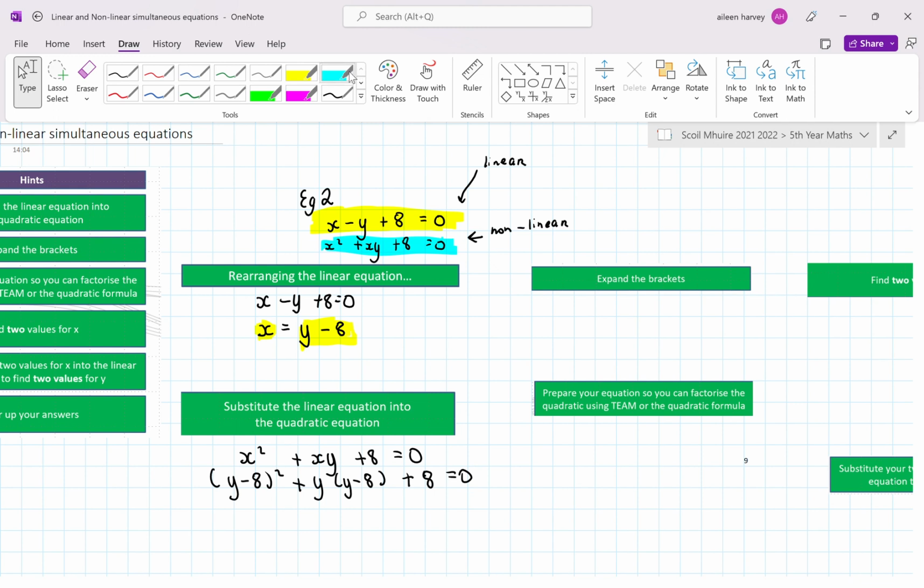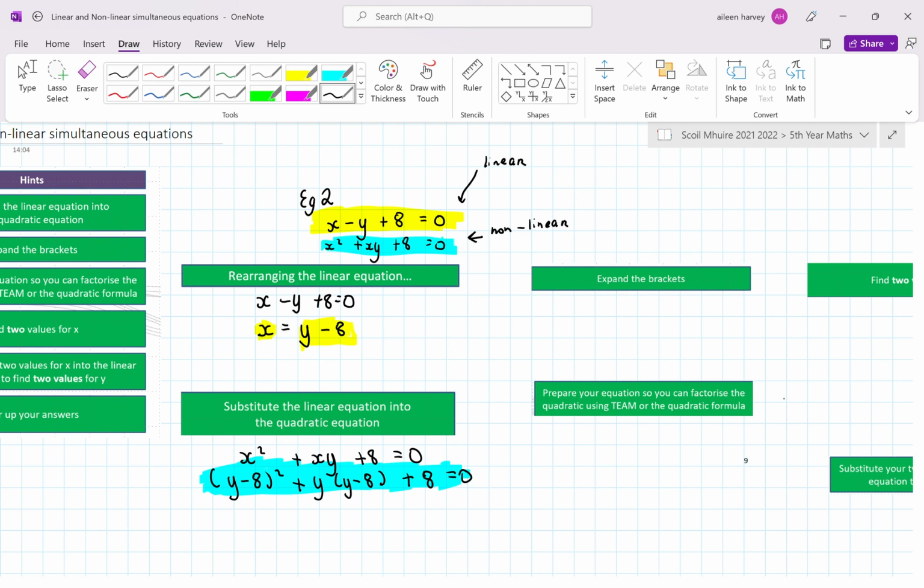And now what have we got? Well, now I have an equation that only has one letter in it. And once we have one letter in it, then we can just solve it by using our normal factorizing methods. Okay, so now that I only have one letter, I just need to prepare my equation for factorizing so I can solve for y.